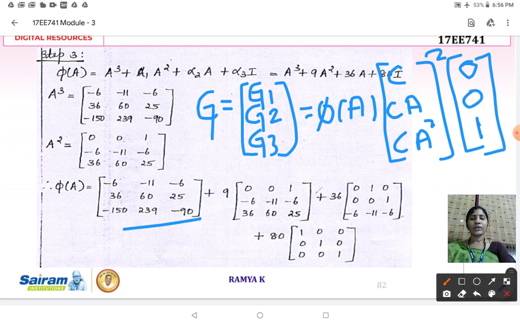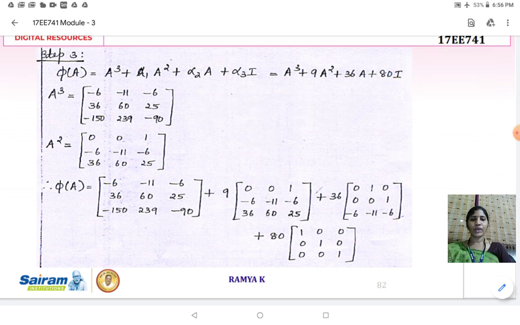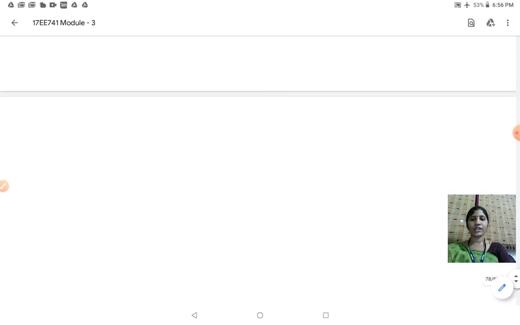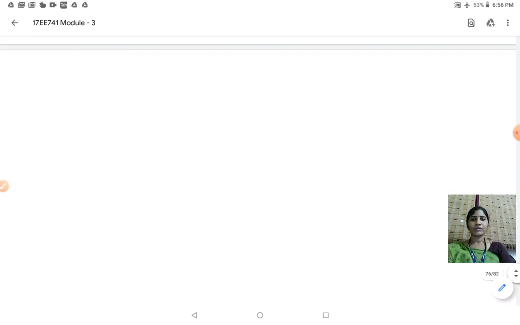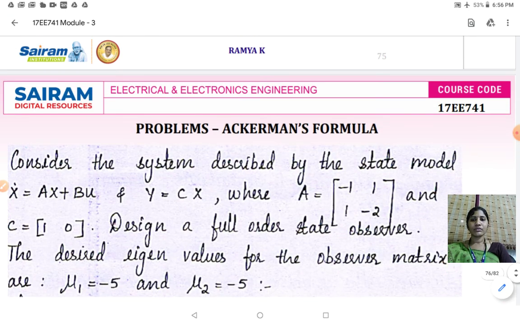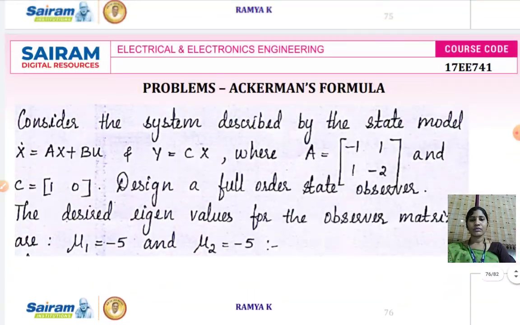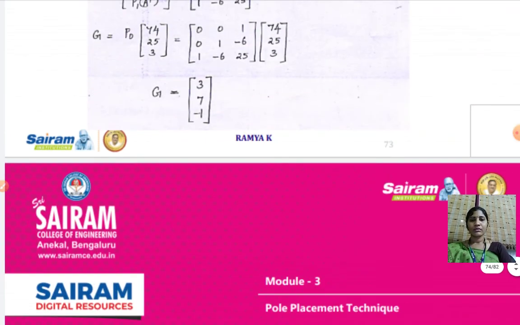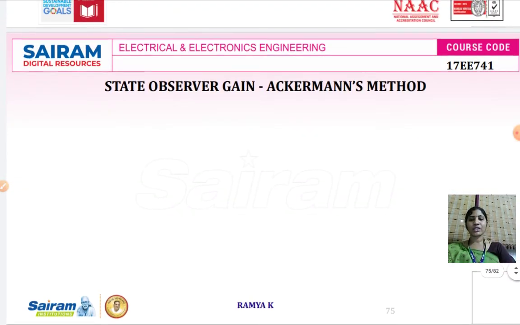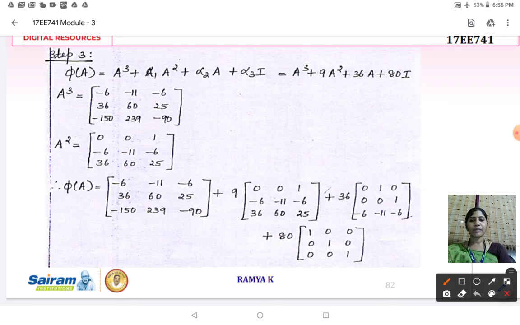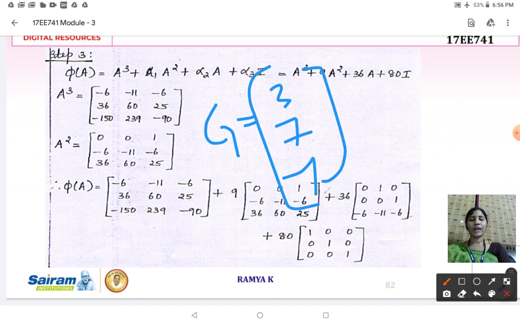After solving, you can obtain the value of gain G1, G2 and G3. The value of gain G1, G2 and G3 is going to be 3, 7 and minus 1. So once the final step is over, the value of G we have obtained is going to be 3, 7, minus 1. It is the gain obtained by using Ackermann's formula. Thank you students.